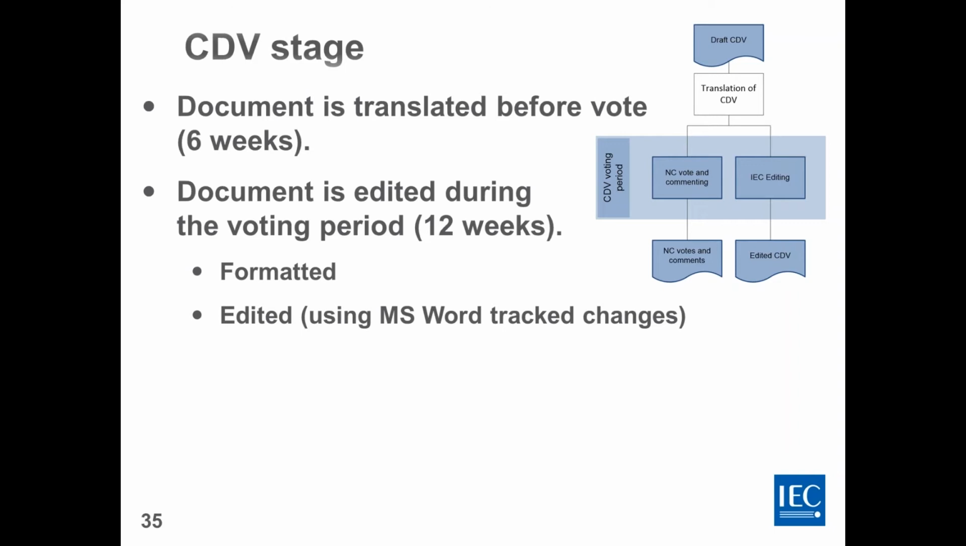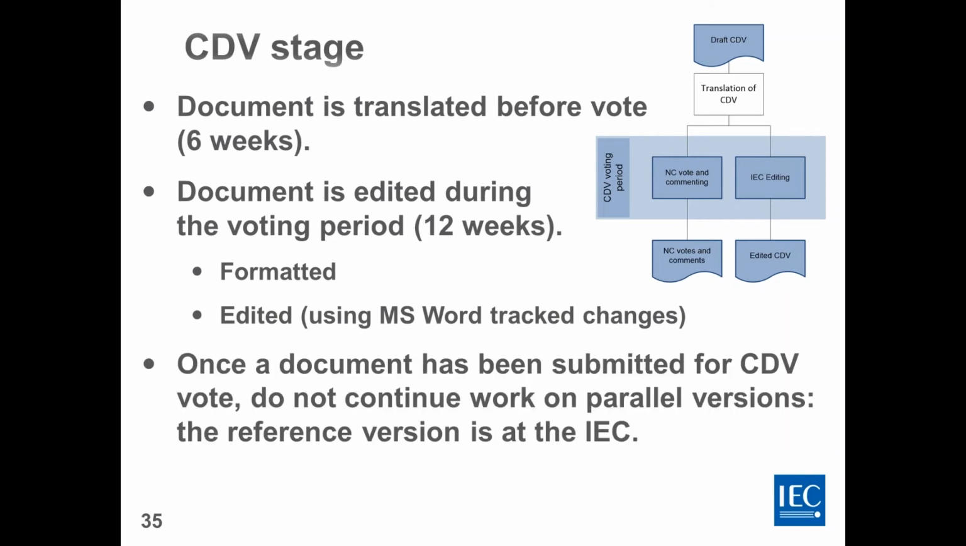So once a document has been submitted for CDV, we really strongly encourage you to stop your work on the document. Don't continue working on parallel versions, even if it's tempting to do so. We say that the reference version of the document is here at the IEC. So take a good rest and wait for the vote to finish before moving on to the next steps. So the edited document, once we finished with it, is sent to the secretary, who is then responsible for forwarding it to the convener or project leader.